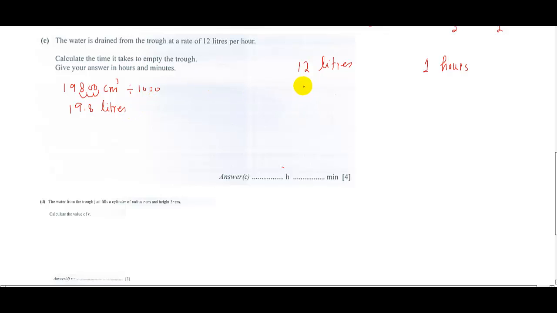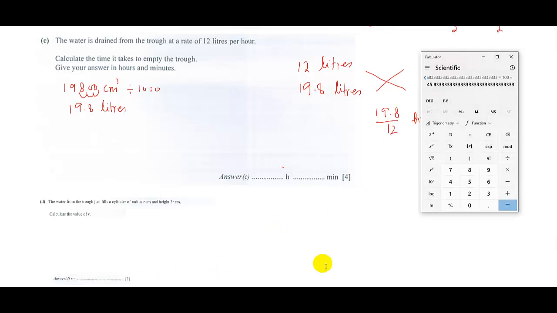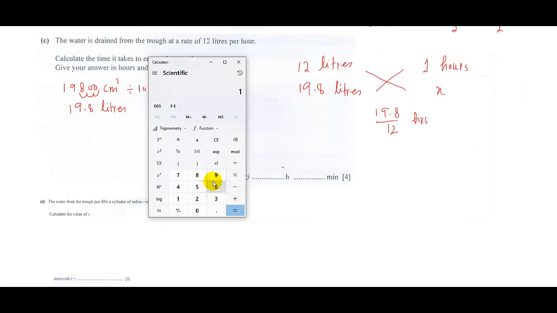So how much time will 19.8 liters take to drain out? Let me call it X. So I cross multiply. It will be 19.8 over 12 hours. Okay, so let me use the calculator now. 19.8 divided by 12, 1.65 hours.